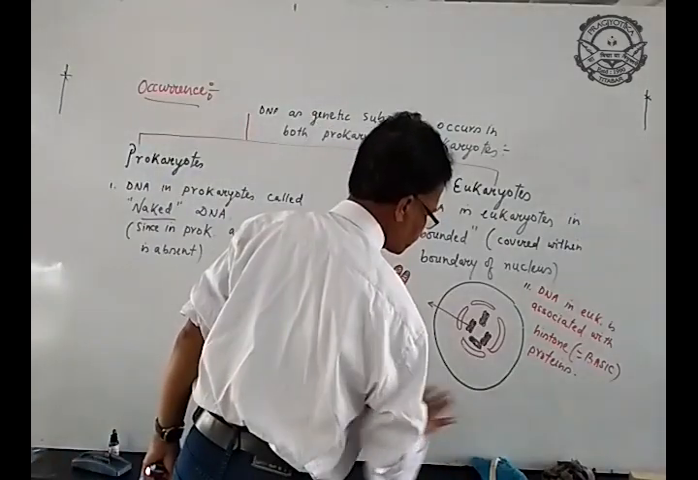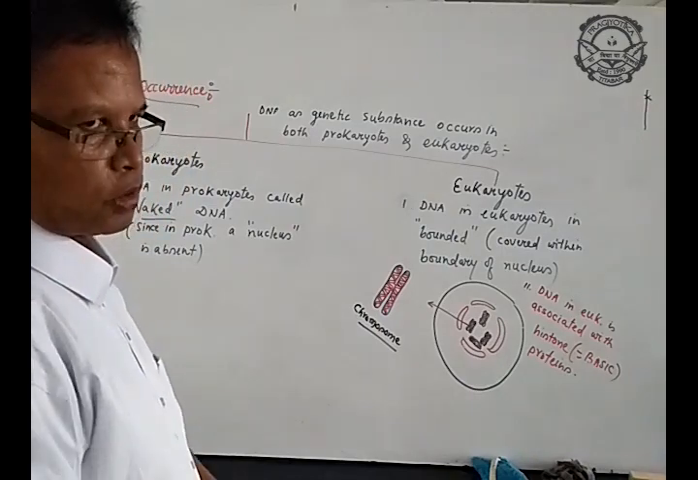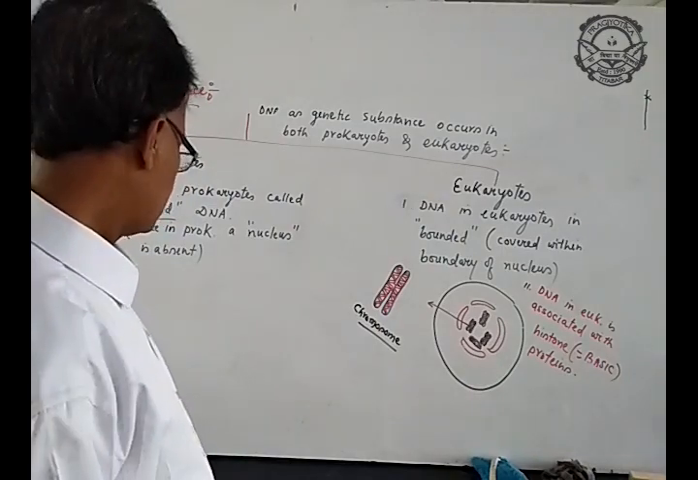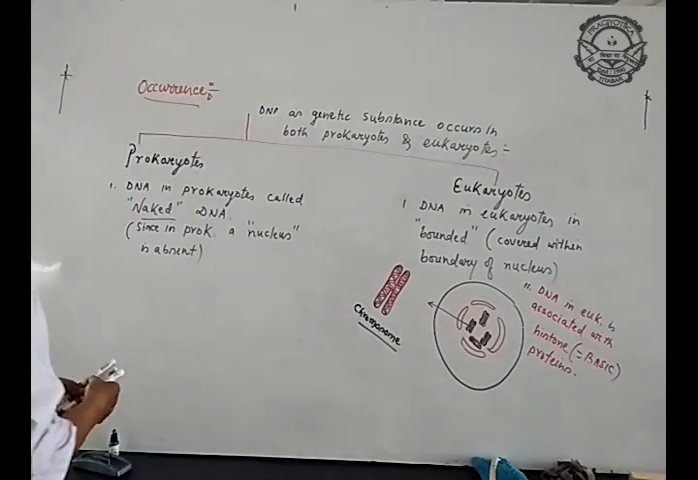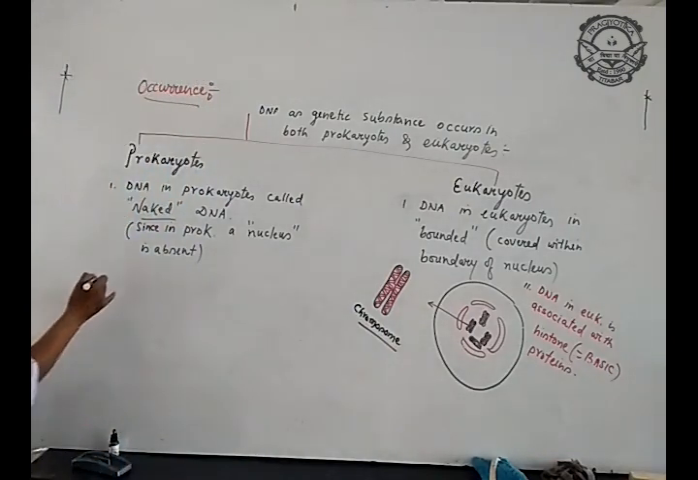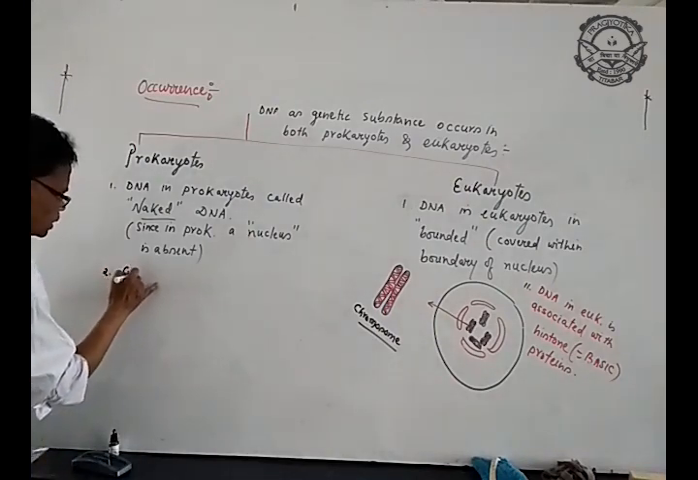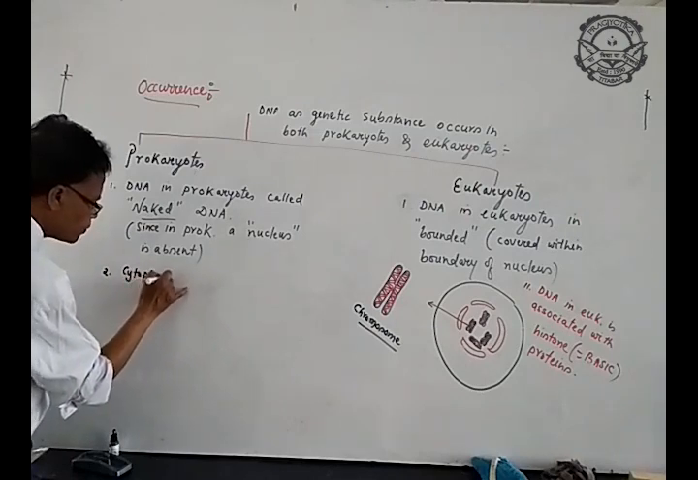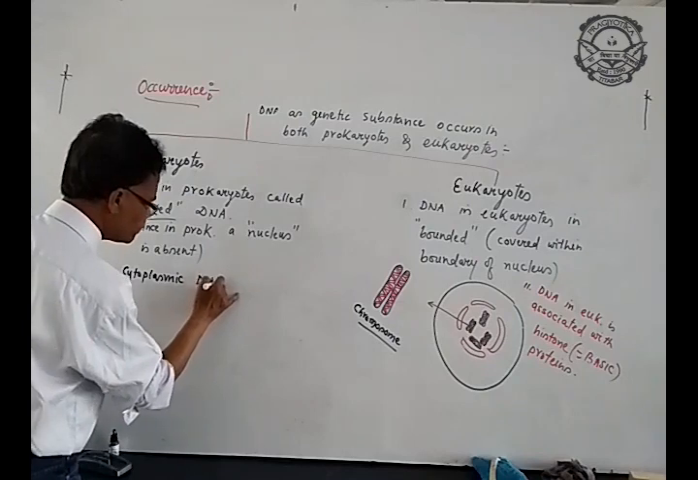Every organism, whether it is prokaryote or eukaryote, has DNA. Inside the cell, where will you find the DNA? Point number one: in case of prokaryotes, DNA occurs as cytoplasmic DNA.